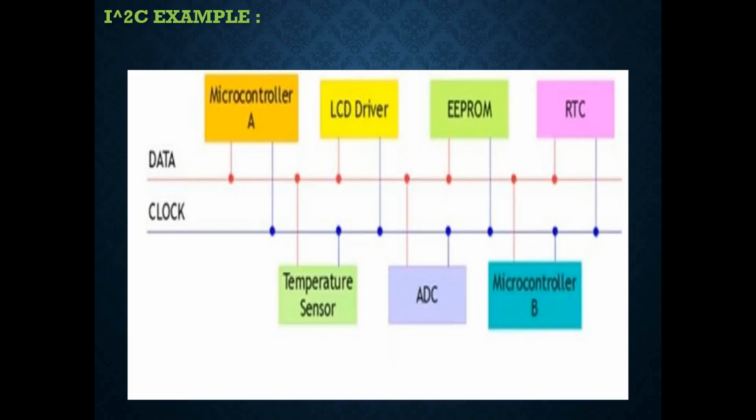This is an example for I squared C. Here we clearly see the microcontroller, LCD driver, and EEPROM. The more components are connected by using the data and clock lines. One line represents the data line and the blue color line represents the clock line.